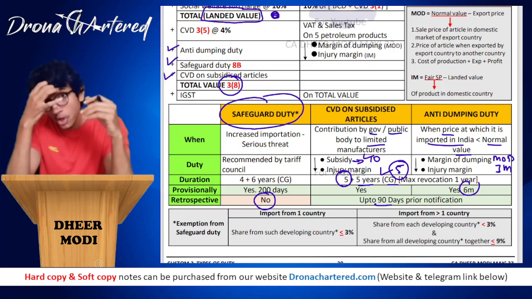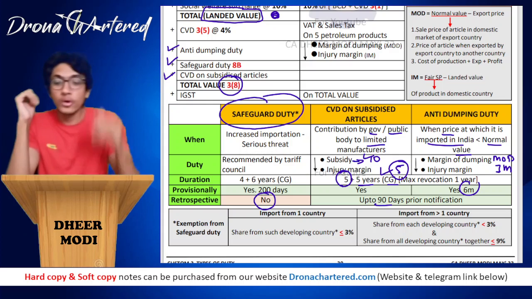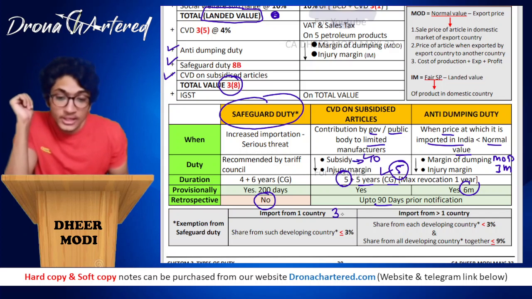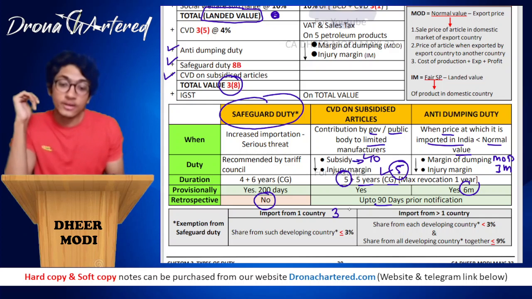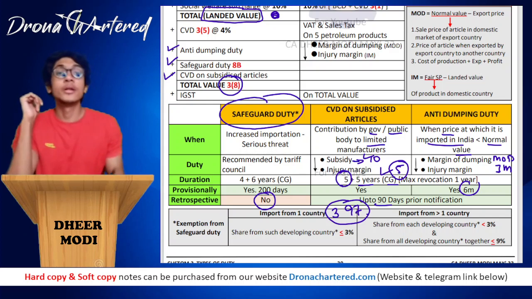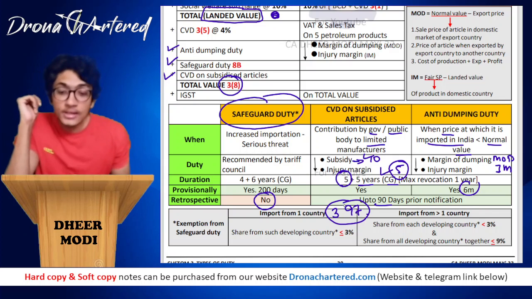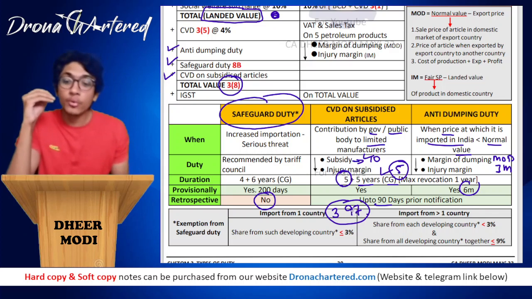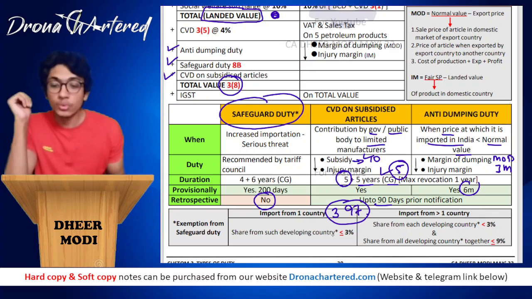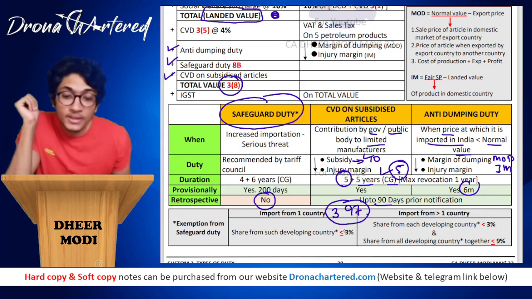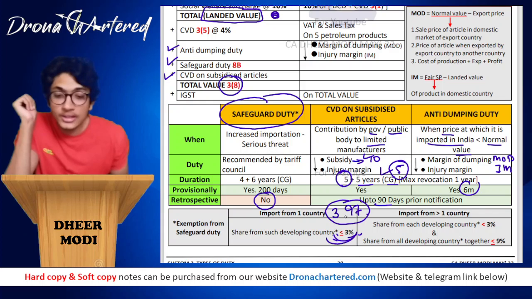That means if the share of such country, for example, you are importing pens. Now, if you have imported 3 pens and in India, domestically 97 pens are sold. So your total comes to 100. So out of 100, only 3 is being imported. In such a case, there will be no safeguard duty because the share from such developing country is less than or equal to 3%. So safeguard duty will not be applicable.